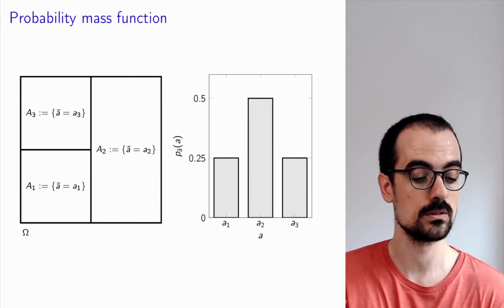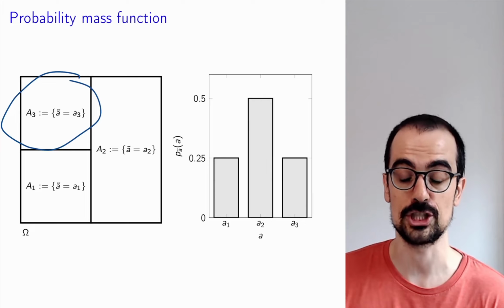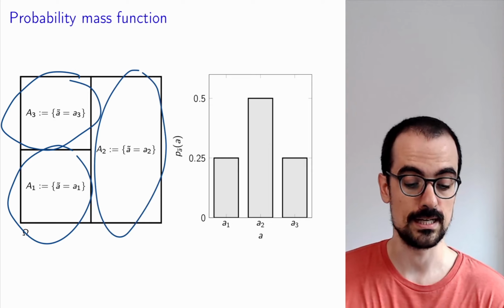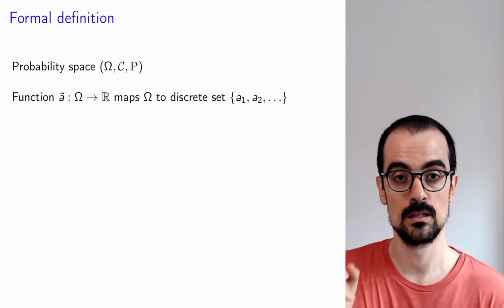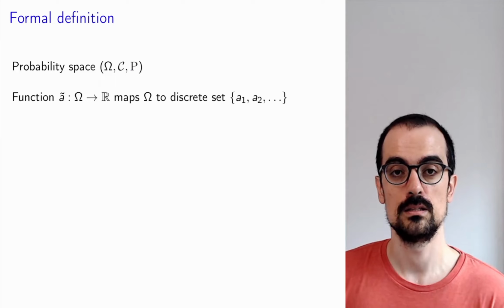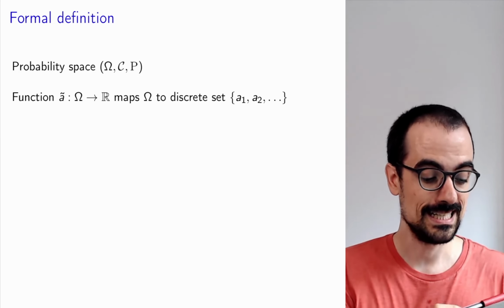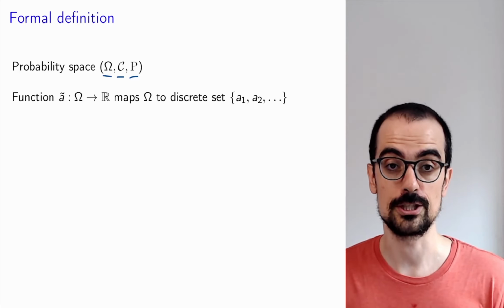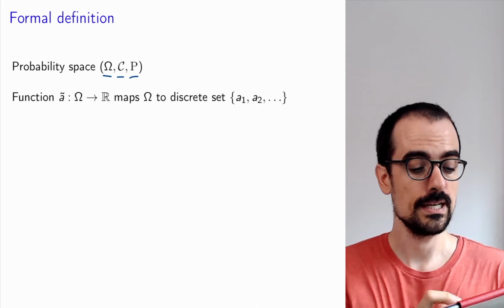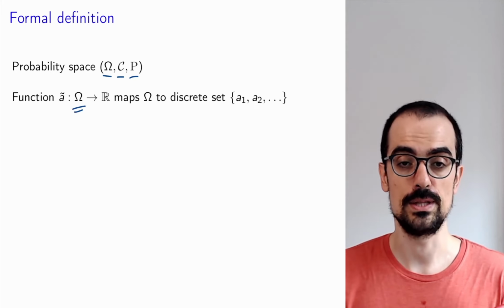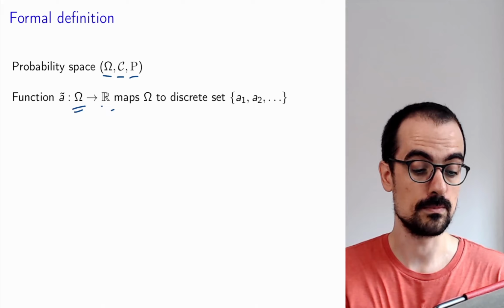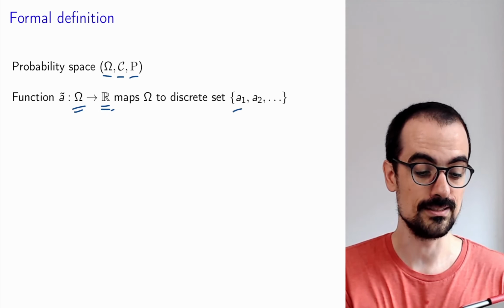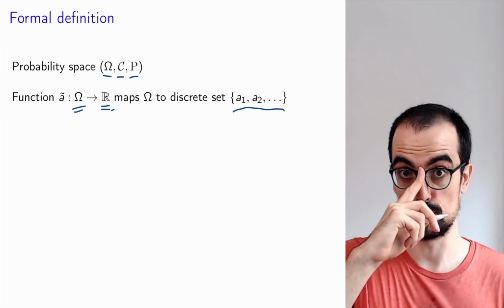Again, how do we know that the probability measure assigns probabilities to these guys? We impose it so that the discrete random variable is well defined. So what is the formal definition of a discrete random variable? The formal definition is that given a probability space that has this sample space, this collection of events, and this probability measure, a random variable is a function that maps outcomes within the sample space to real numbers, in particular, to real numbers that are in a certain discrete set. Okay, so it's a discrete random variable.